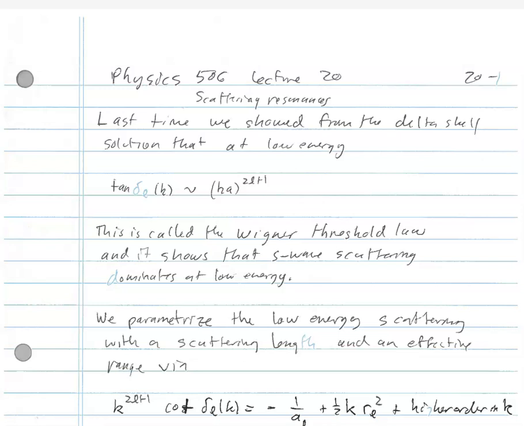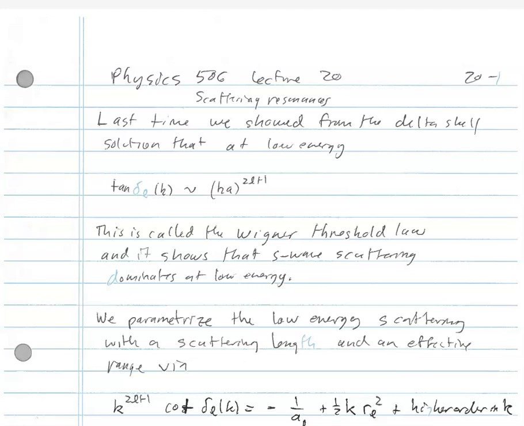Welcome to Lecture 24. In this lecture, we're going to be talking about scattering resonances or Feshbach resonances. We're going to be doing this by looking carefully at the example of the exact solution that we got from the delta shell potential that we worked on in the last lecture, in Lecture 23.